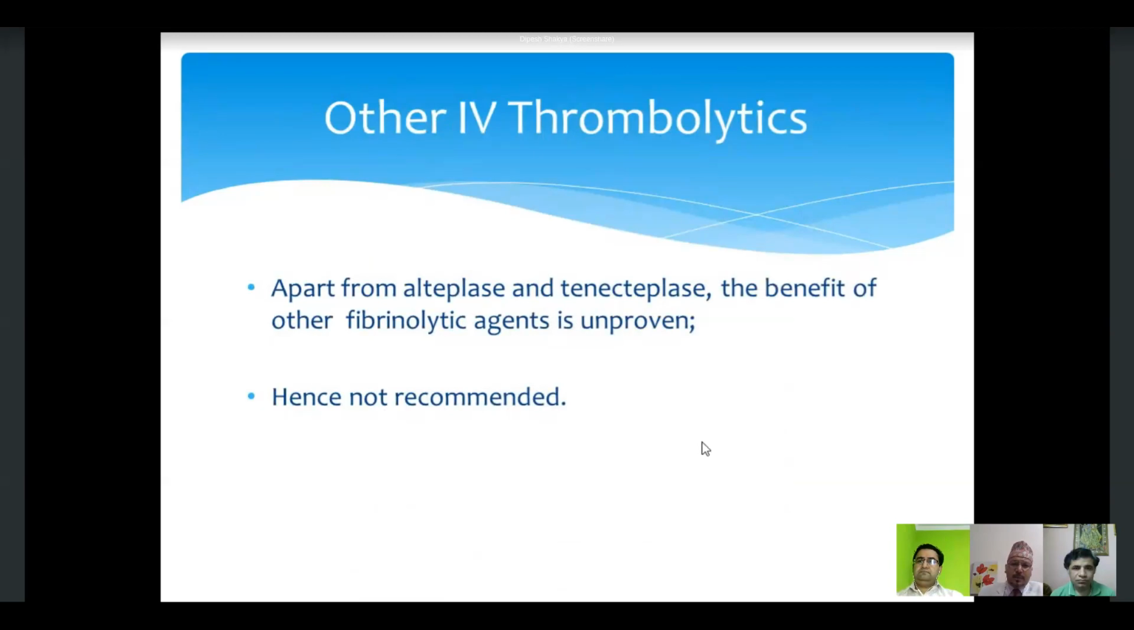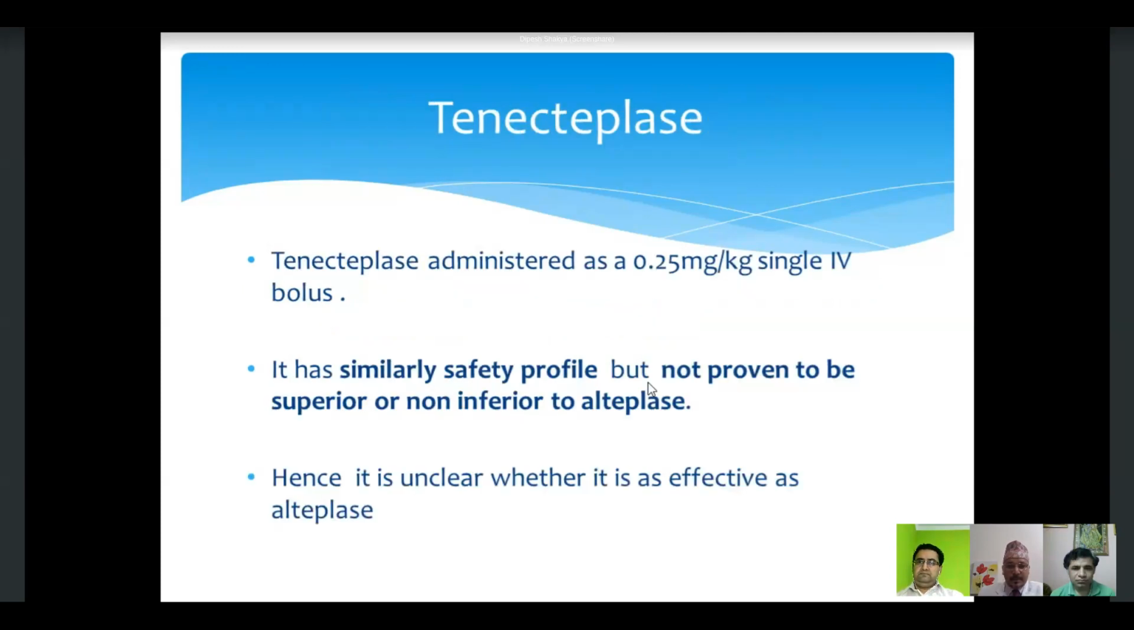As for other IV thrombolytics, apart from alteplase and tenecteplase, the benefit of other fibrinolytic agents is not proven. So hence it is not recommended. So alteplase, tenecteplase can be used. Tenecteplase can be used alternatively.